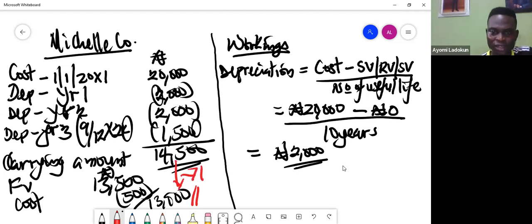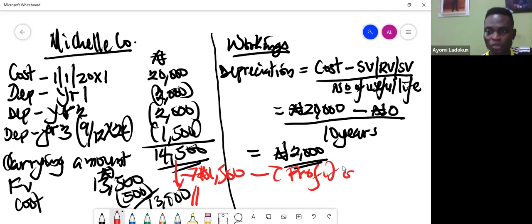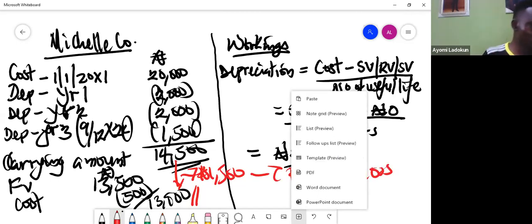So there's a difference of how much? 1,500. Where do I take it to? I take it to profit or loss as what? As impairment loss. And that's the end of that question, okay? So you can see some other questions there. So go and take a look at them and try to practice them.